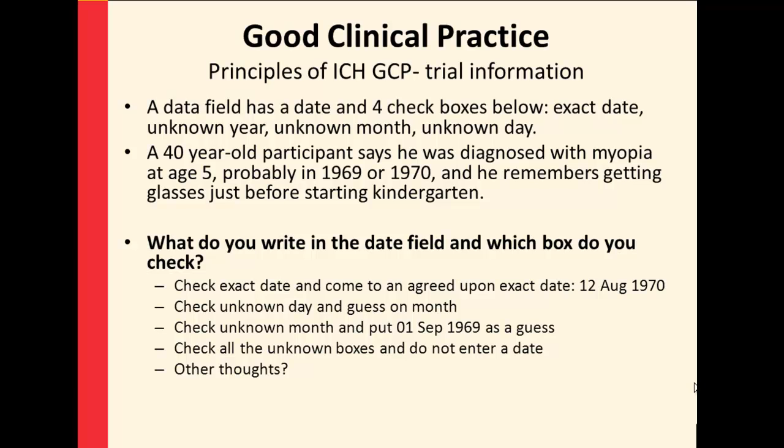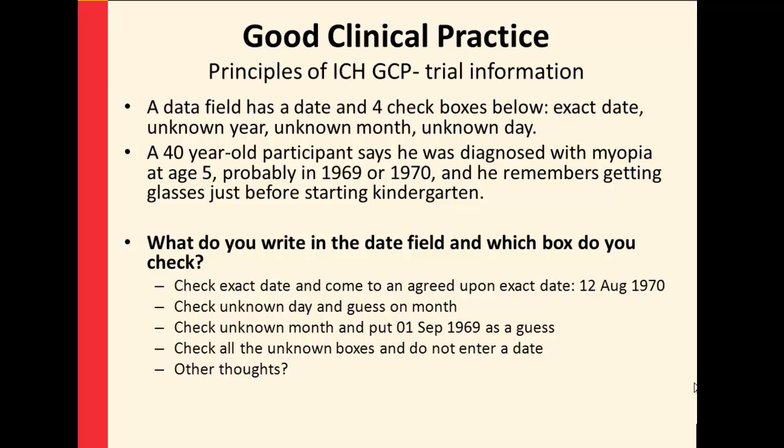What do you put? Do you check exact date and come to an agreed upon exact date with that participant and say, well, you may not know exactly when it was, but let's just put in 12th of August, 1970. Do you check unknown day and guess on the month? Do you check unknown month and put 1st of September as a guess? Do you check all of the unknown boxes since you don't know any year, month, or date? Does anybody have any other thoughts? This is a DMID NIH form that we're supposed to fill out. It's not that easy to know what those things mean.